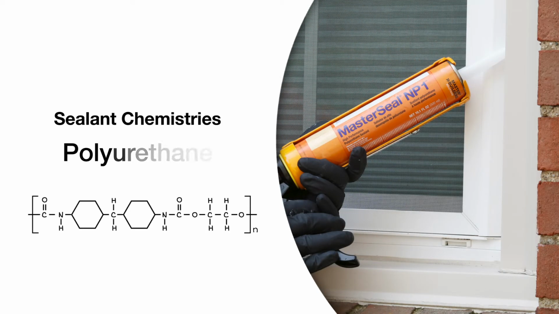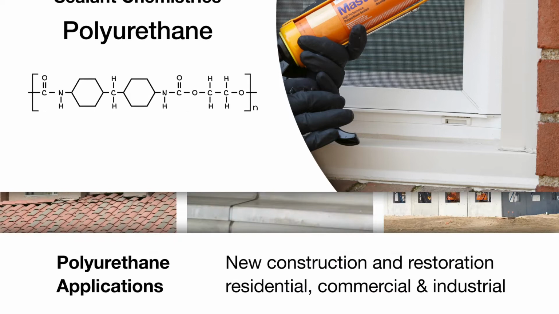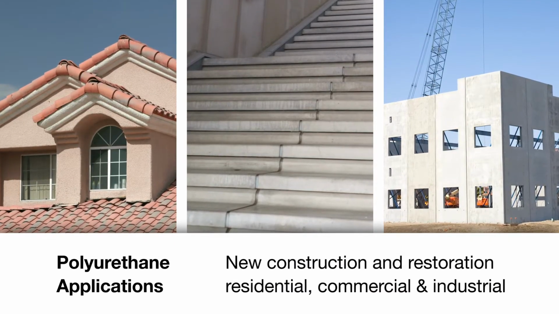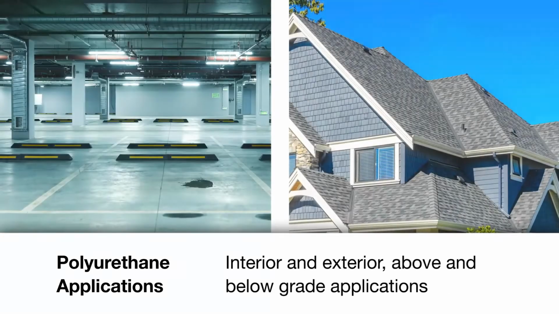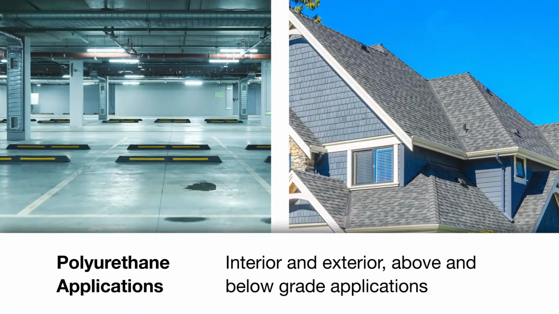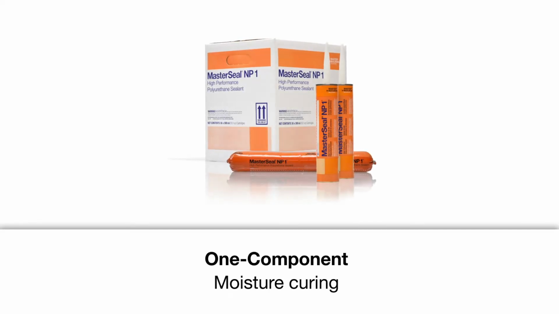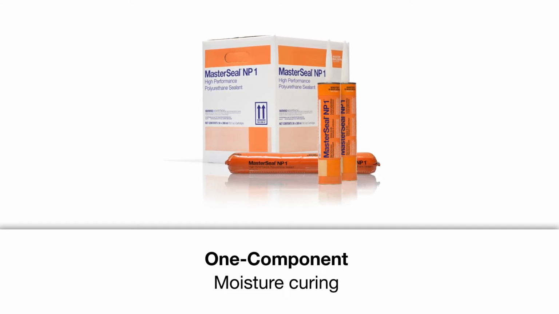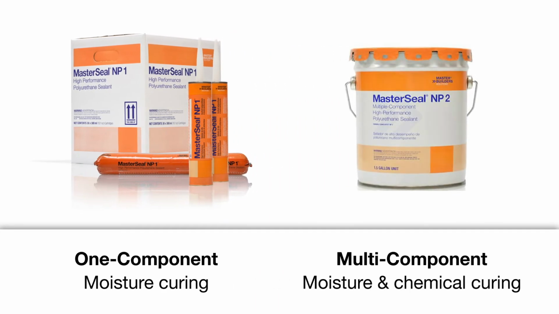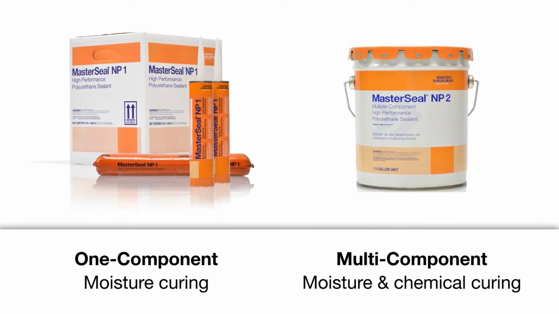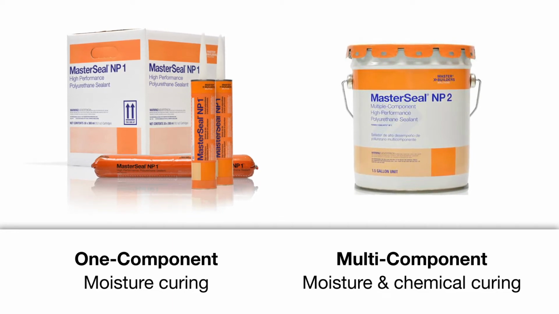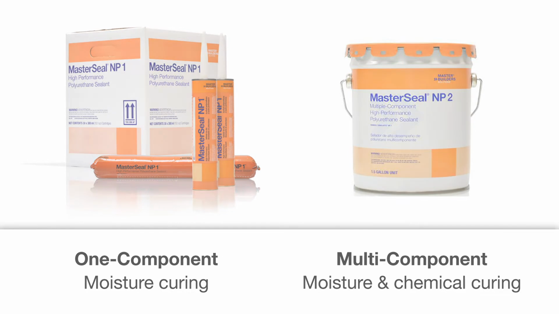Polyurethane sealants are the workhorse of construction sealants. This technology is used in new construction and restoration, residential, commercial, and industrial, in interior and exterior, above and below grade applications. One-component polyurethane sealants are moisture curing. When gunned, moisture in the air creates the chemical reaction that cures the sealant. There are also multi-component polyurethane sealants that add a chemical cure component. Besides moisture, a reaction between a resin and an activator aids in curing.